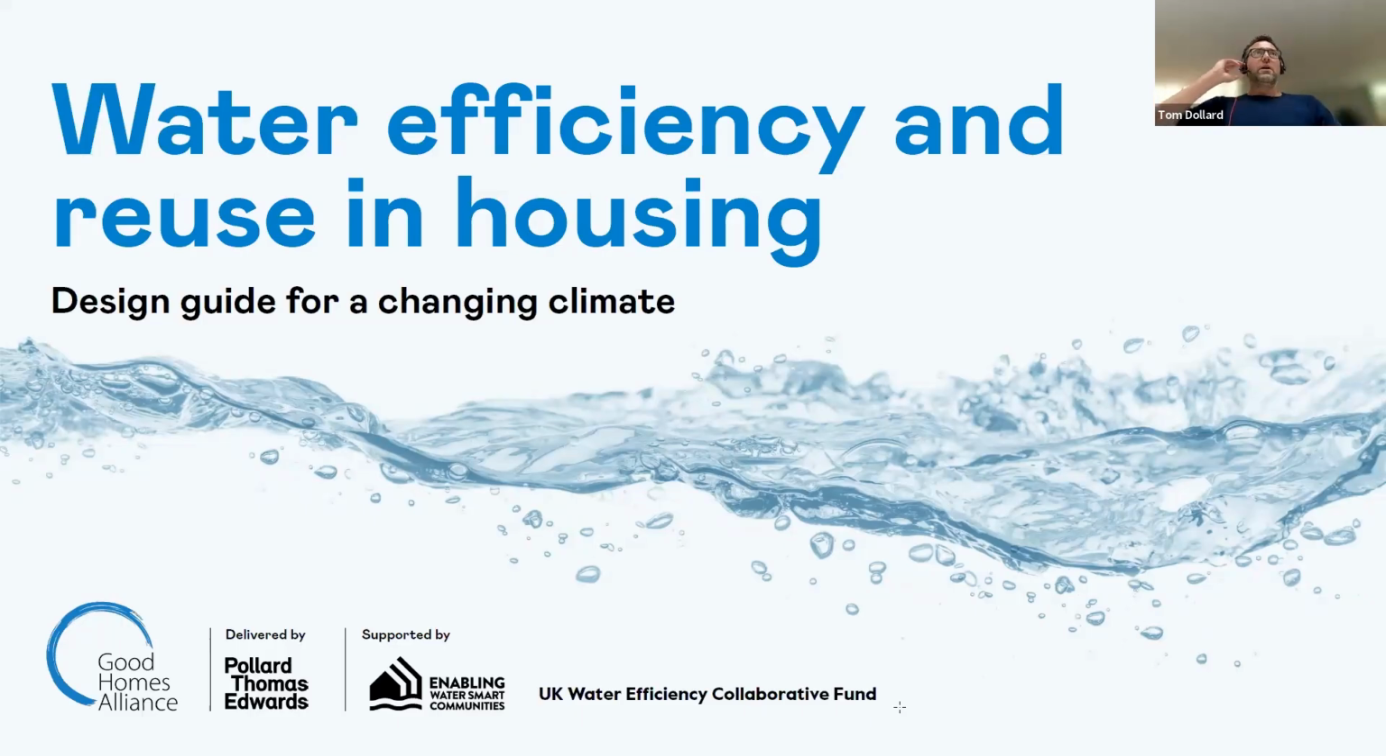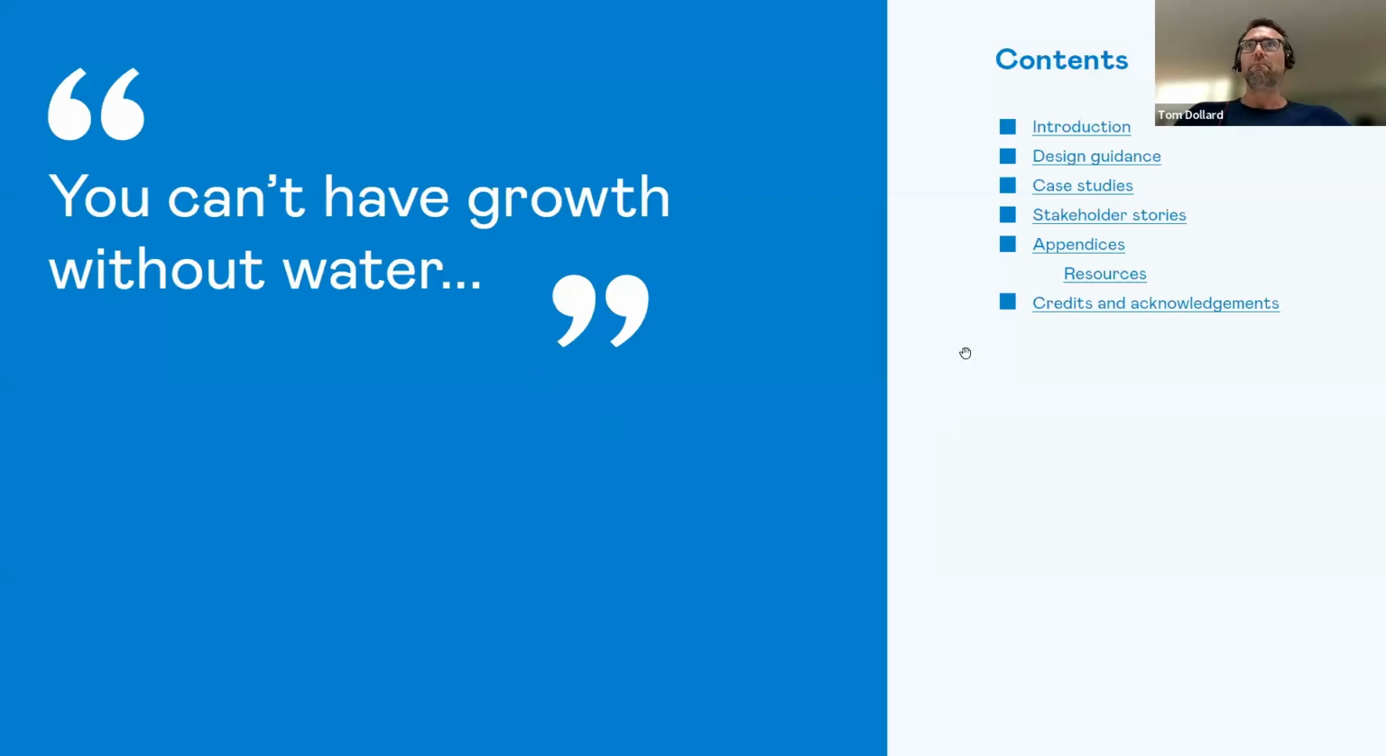Right, so where do we start? I think the key is in the title: water efficiency and reuse in housing. And it is, as Richard said, part of our Good Homes Alliance series of design guides for a changing climate, with climate resilience being the key theme. I'm going to skip through most of the introduction because Richard's already mentioned that, and I think he's also started talking about why it's needed. To be honest, most of us on the call understand the main issue around water scarcity.